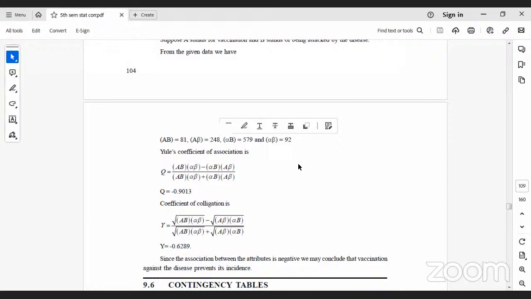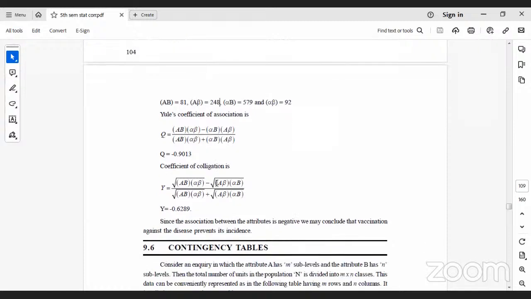Q value and Y value. So Puneet, you have to calculate the coefficient of association and coefficient of colligation, that is Q and Y, we are taking here.